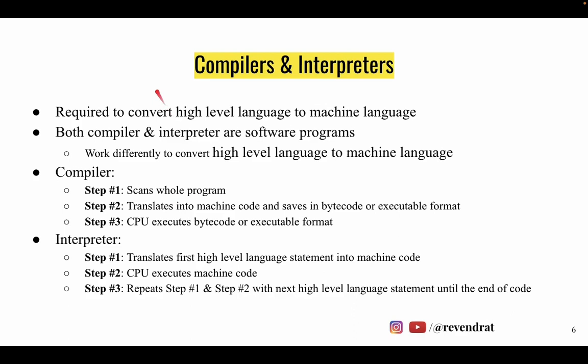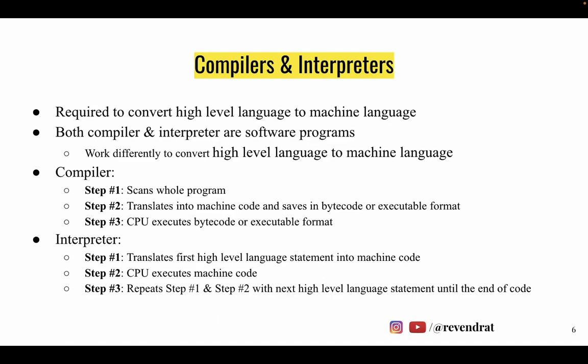There are two approaches to convert high level language to machine level language. One is compiler and other is interpreter. Both are nothing but software programs. Achieve same thing, but the approaches are different. Let's understand compiler. The compiler scans the whole program first and then converts code into machine code, a format called bytecode or an executable. This bytecode will be available for CPU to execute.